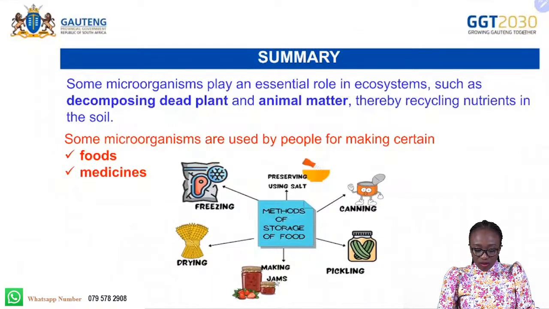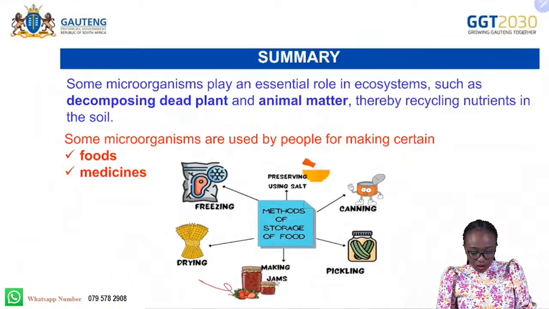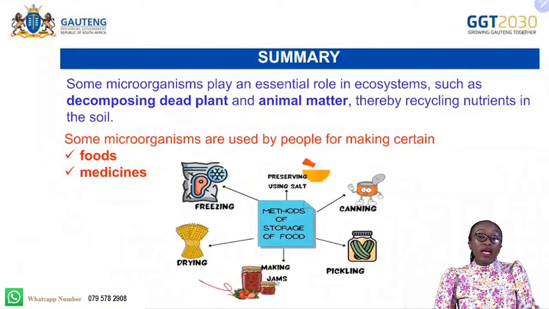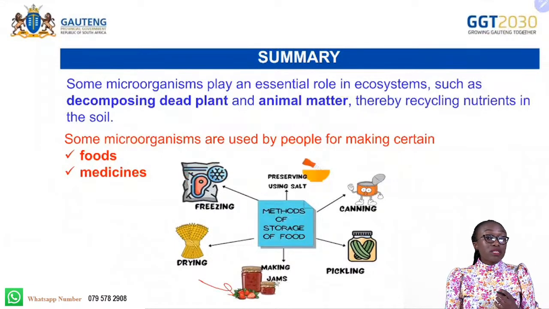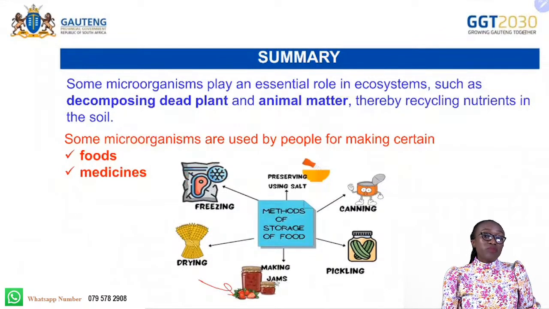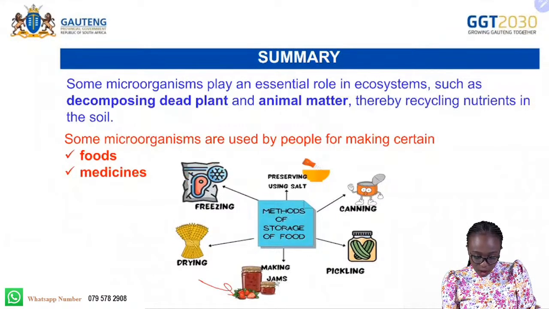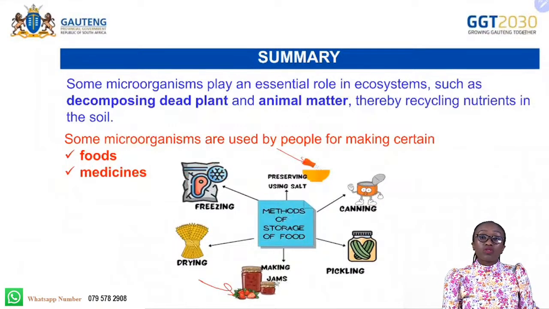So what are the different methods of food preservation that we learned? We learned about the making of jams. How are jams made? Jams are made by adding sugar to different foods, and this is a very good way of preserving food. We know that jams are made from fruits, so this is one way of preserving fruit. And then we learned about food preservation using salt. So some cultures use salt to preserve their food and keep their food from going bad or rotting.